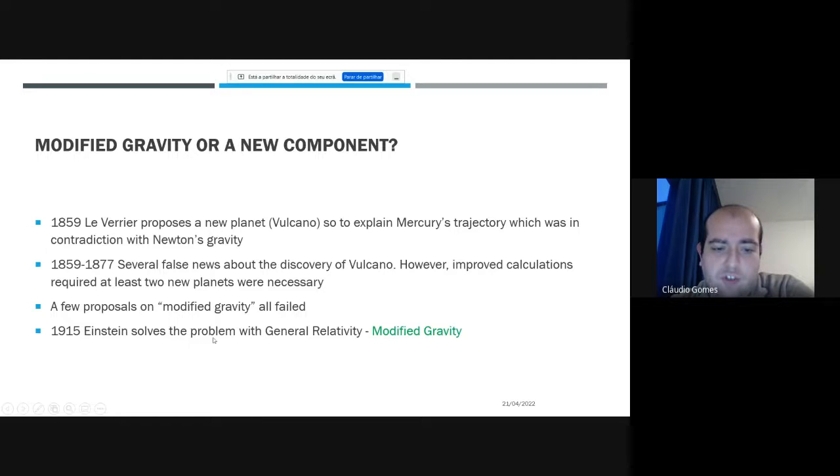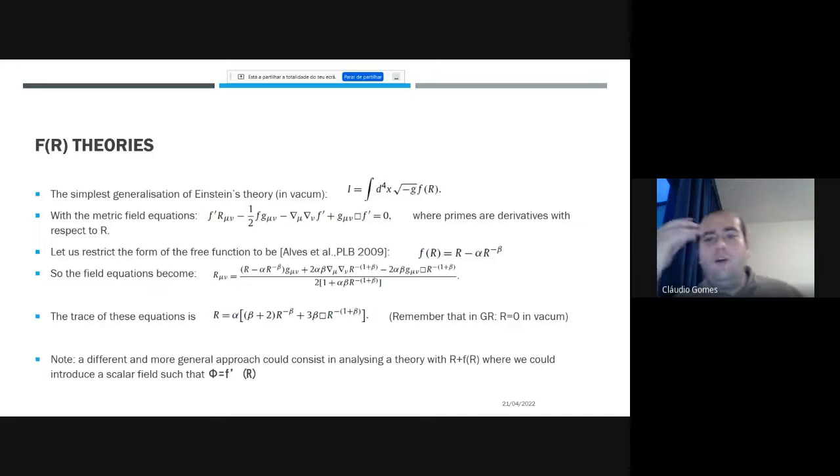But Einstein really solved the problem with general relativity. So you can see this as a kind of modified gravity in comparison with Newton's law. It was actually not the presence of further planets, further dark components, but rather a modification of gravity theory. We can also think that general relativity suffers from the same problems, so we can look into alternative theories of gravity.